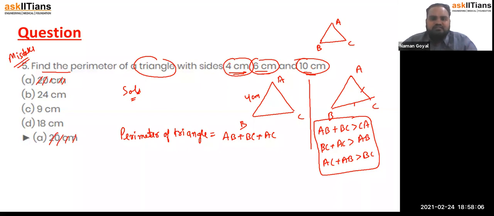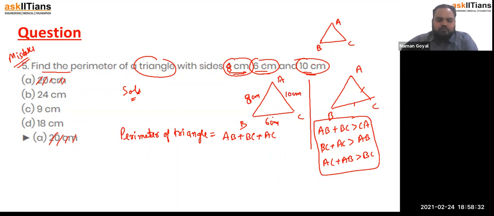So we can change this side to 8, ठीक है. हमने इसको क्या किया, 8 कर दिया ना. Now it follows the properties, 8 plus 6 is greater than 10, 10 plus 6 is greater than 8, and 10 plus 8 is greater than 6. So now if we are going to find out the perimeter of this question, so this is 8 centimeter, this is 6 centimeter, and this is 10 centimeter. Are you getting my point?